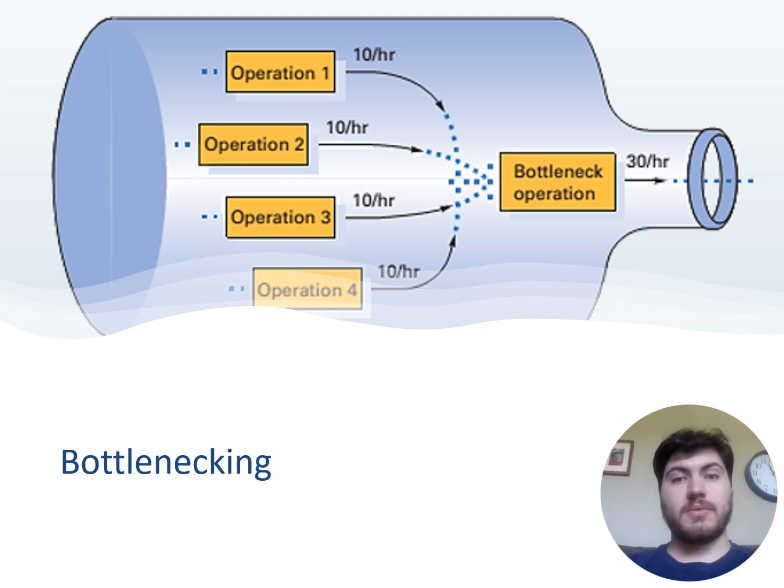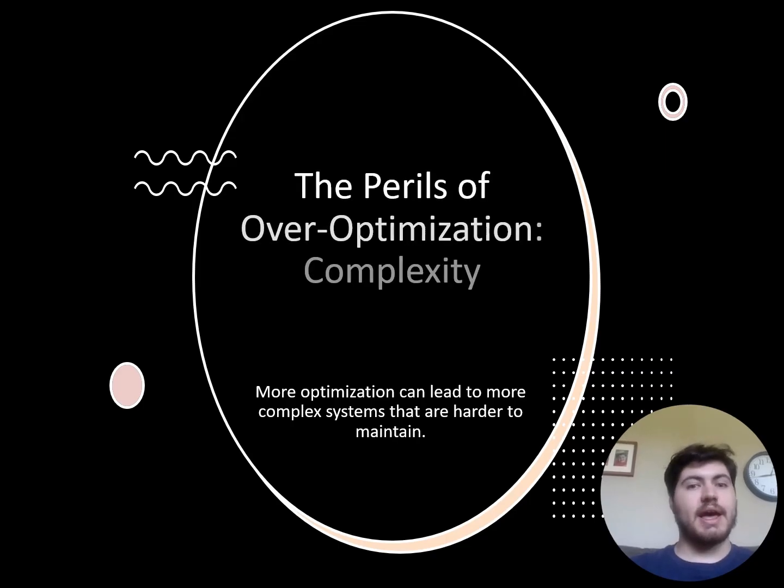Collapse can even occur from within your own operation if there isn't enough lead time for a process. Small delays accruing over a period of time could end up bottlenecking your entire operation, which leads to our next peril of over-optimization: complexity. As a process is improved over time and more layers are added to an operation, it inevitably becomes more complex. And with complexity comes an increased risk of errors.